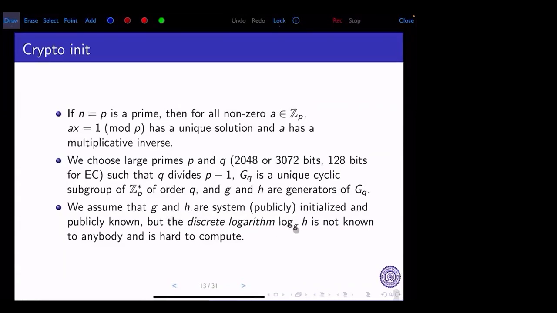And what is assumed is that the discrete logarithm of G and H is not known to anyone and nobody will be able to compute this. Actually, you can show that this problem is exactly the same as finding prime factors of a large composite, which nobody knows, as I mentioned, how to do. So nobody knows how to solve a discrete log. So the assumption is nobody will be able to compute the interrelationship of G and H, but both are generators of the group. Right? So that's all the crypto that we require.